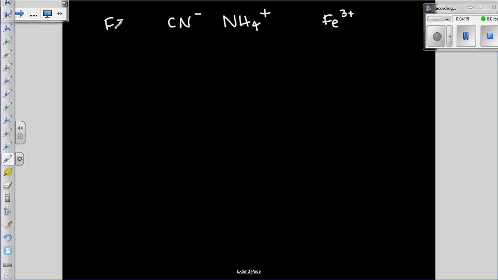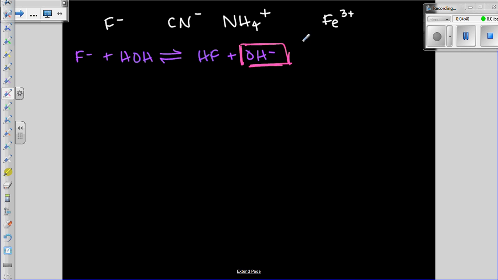So what we do is we take that ion and we write it plus water. Fluoride has no proton to give, so it will gain 1. The hydroxide ion forms, so that tells me that the fluoride ion is basic. So sodium fluoride is a basic salt because it forms hydroxide ions in solution.